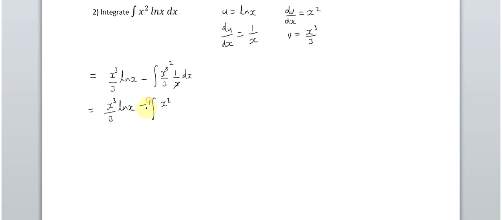In fact, let's take the third out with respect to x. Okay, and then we've got x cubed over 3 ln x minus a third. X squared goes to x cubed over 3 plus c. Don't forget that. And to finish off, we'll just smarten that little fraction up a little bit. So we're going to minus x cubed over 9 plus c. And that's that one. That was a lot easier than the last one, wasn't it?